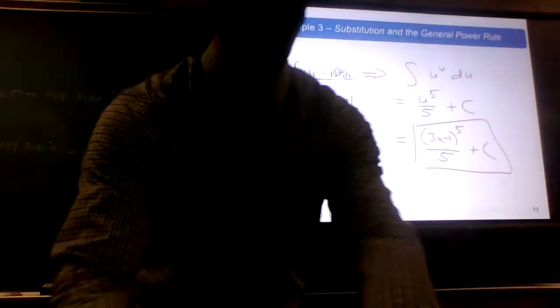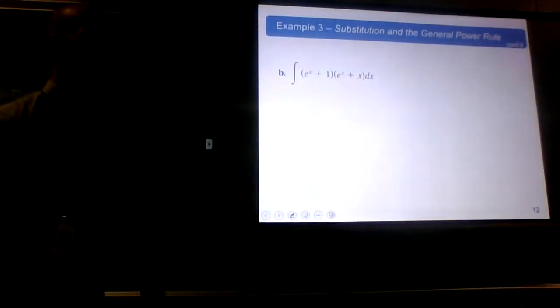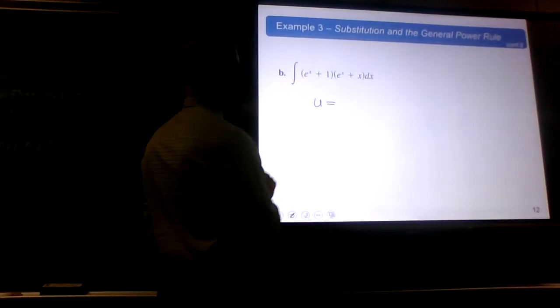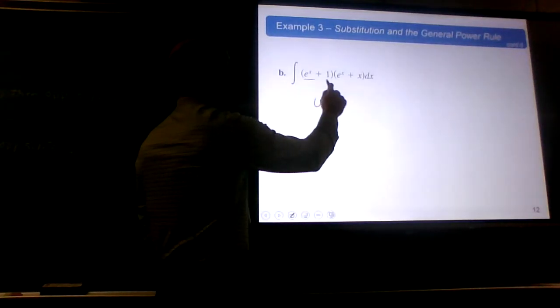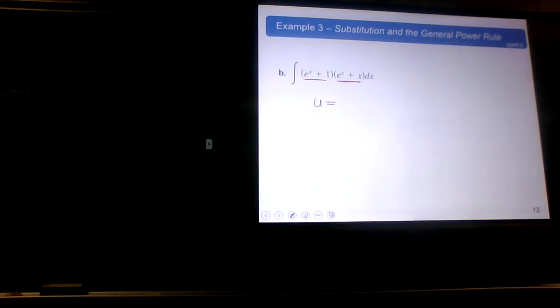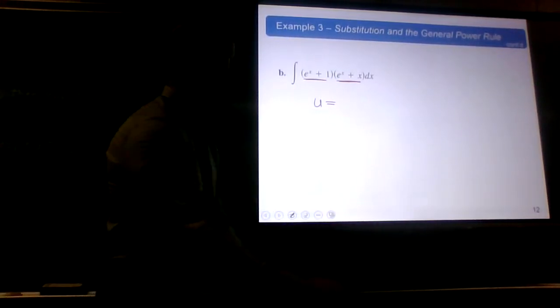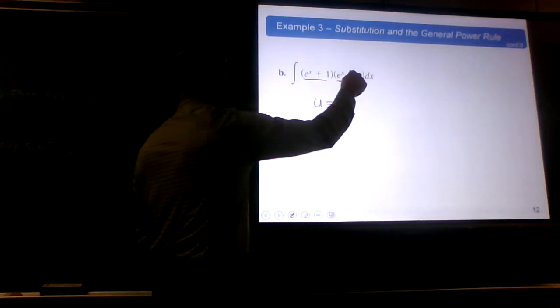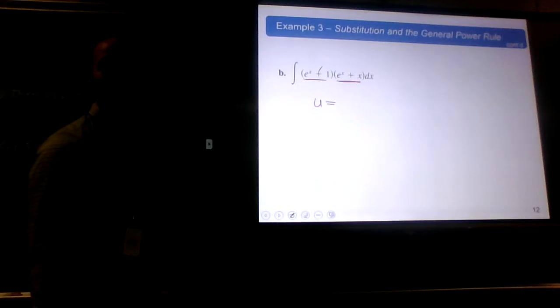Okay, good. So here's example 5. Now we have to make an important decision. Do we let this be u or do we let the second thing be u? Second thing. Why the second thing? The first thing is d. That's right. The derivative of e to the x plus x is literally e to the x plus 1.